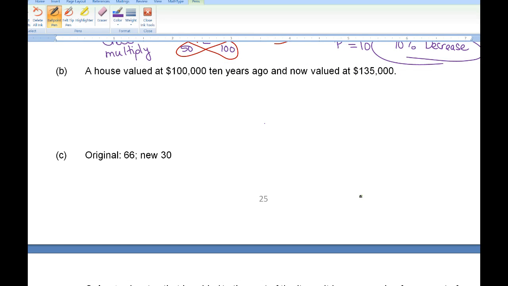Okay, let's look at the next one. A house valued at $100,000 10 years ago. So this is the original.